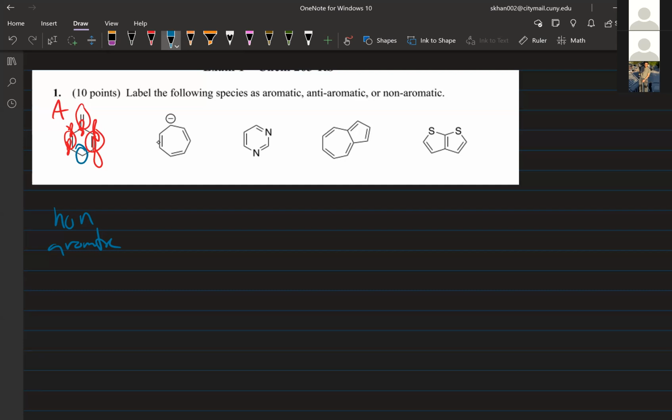Which should give you the answer: it is anti-aromatic, right? We have 1, 2, 3, 6 electrons from pi bonds. We have 2 from the lone pair. Negative charge just means one lone pair there. That's showing the carbanion, right?